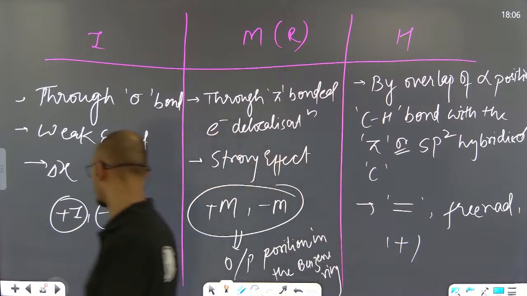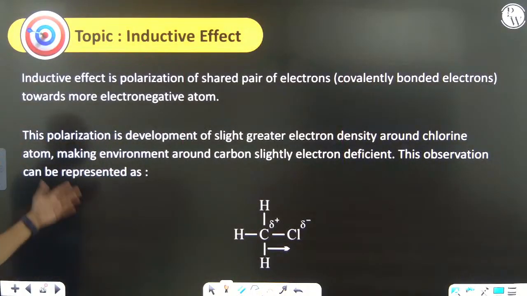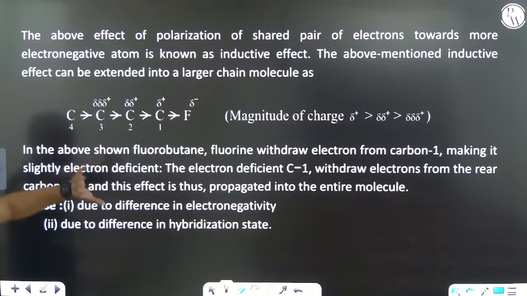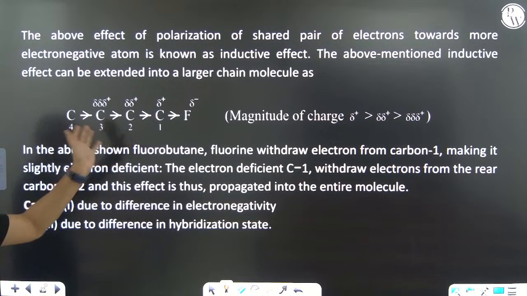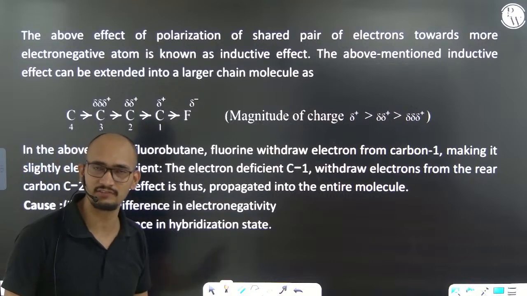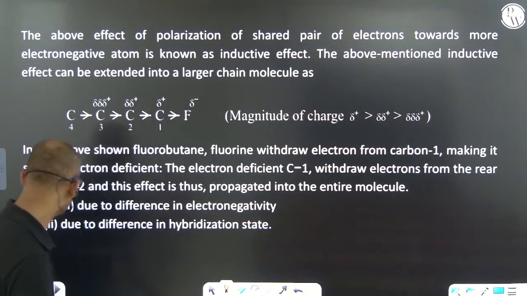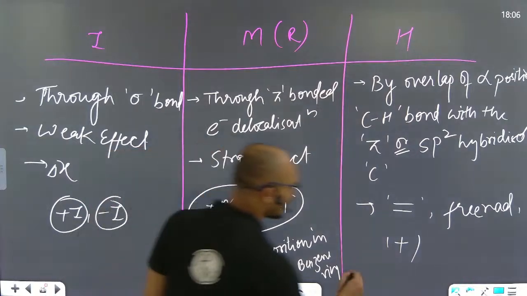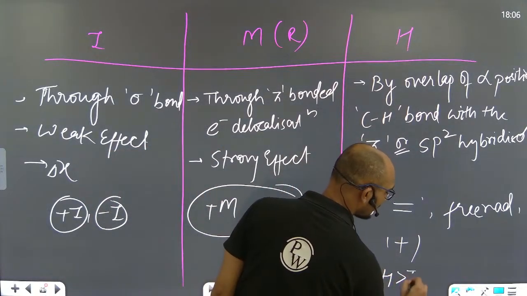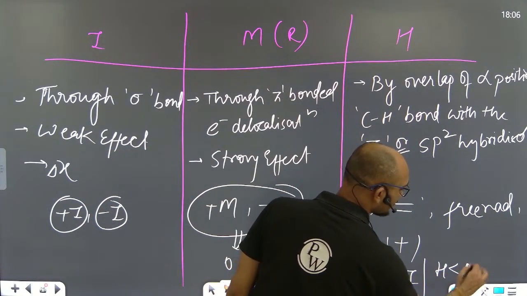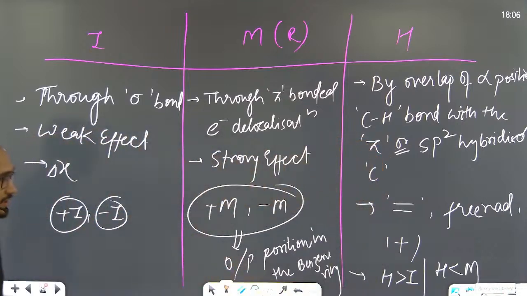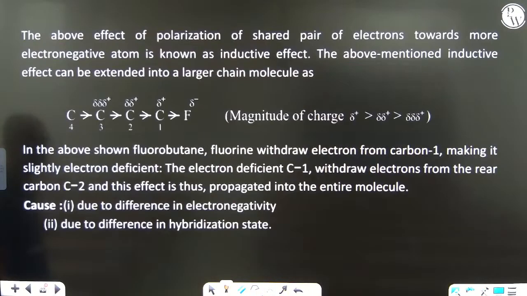Moving ahead, let's check how this works. So inductive effect, not a big deal. Just read these things. I hope you all know that it is a distance dependent effect, while others like hyperconjugation and resonance are not distance dependent. One more thing: hyperconjugation is stronger than I, but hyperconjugation is weaker than M effect. So M effect is the strongest effect. Let's look carefully.